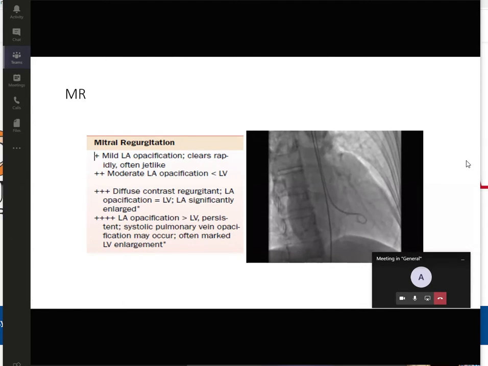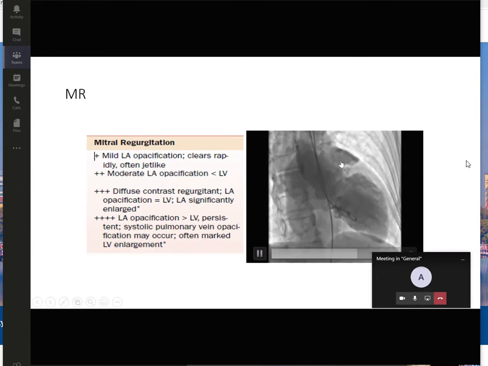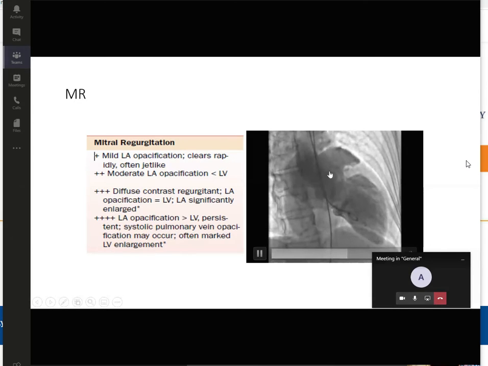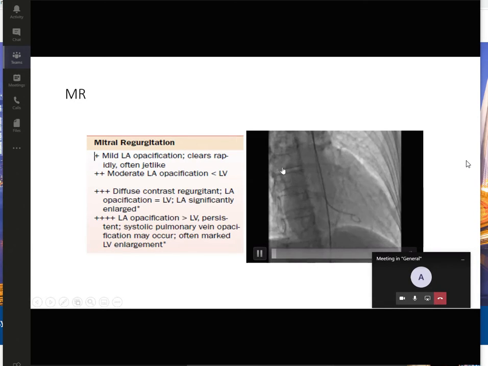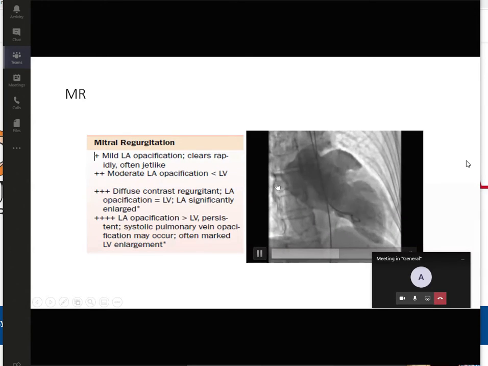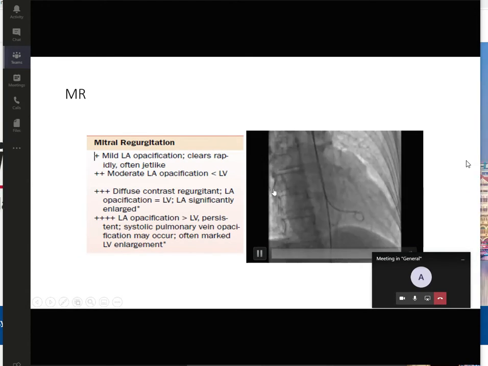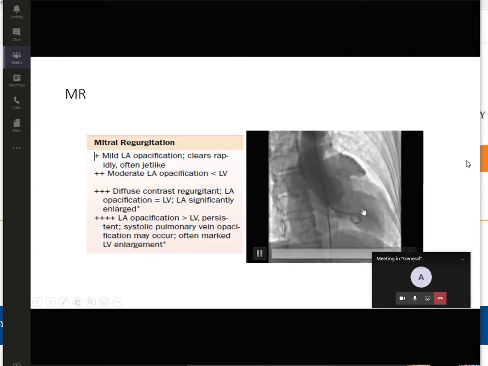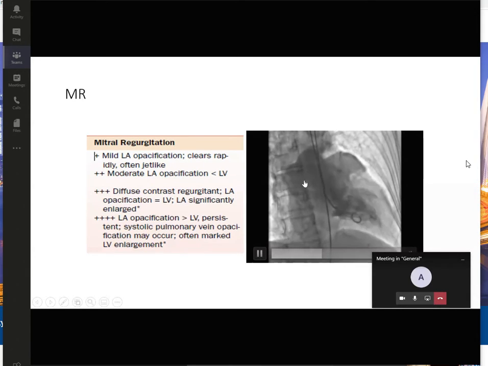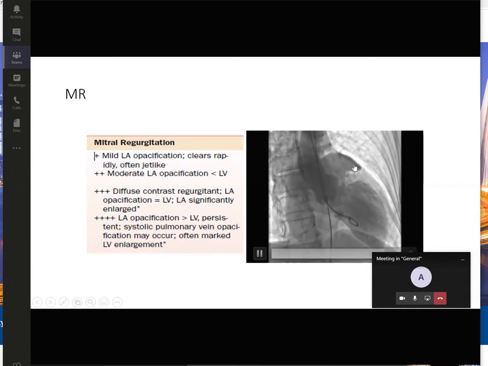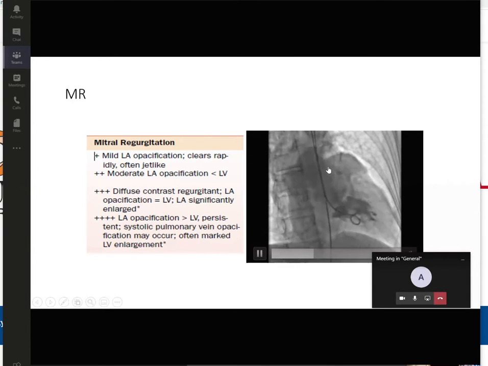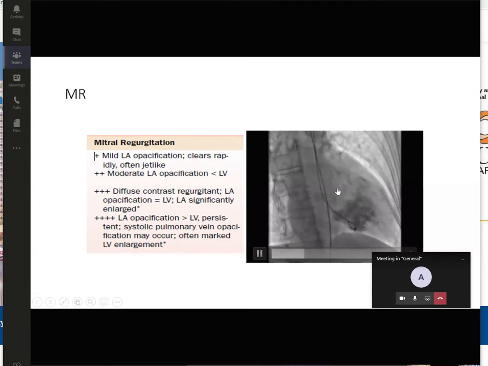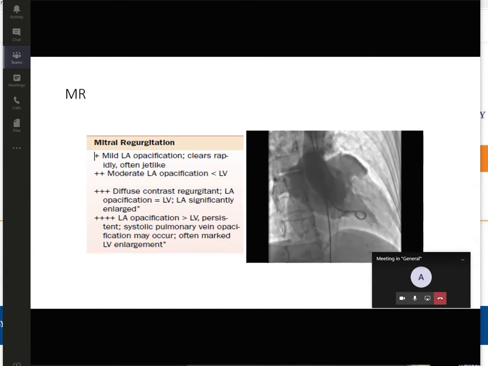Is the appendage normal or dilated? It is significantly dilated, the left atrial appendage, and the LA is dilated. And what is refluxing here? Reflux into the pulmonary veins. LA is more opacified than LV. The LA is dilated, the LA appendage is dilated and filling. So what grade of mitral regurgitation is it? Grade 4 mitral regurgitation. This is how you should grade.